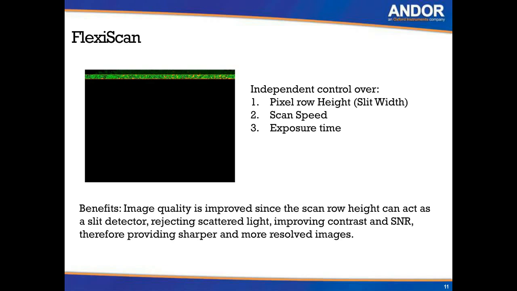So you can control various different parameters here, giving you additional flexibility. So the benefits of this are that your image quality is improved, because the scan row height essentially acts as a slit detector, rejecting scattered light, improving contrast and signal to noise, and providing sharper and more resolved images.